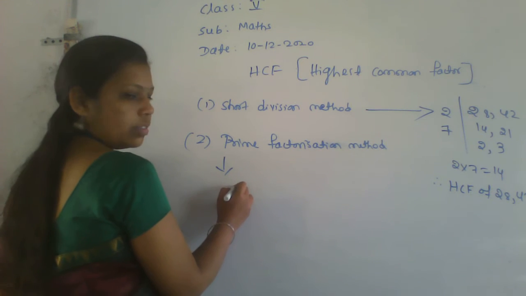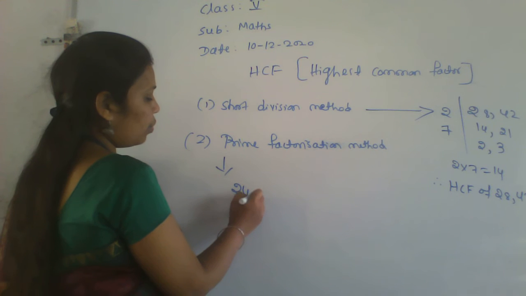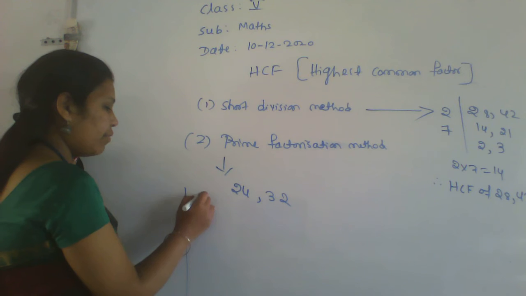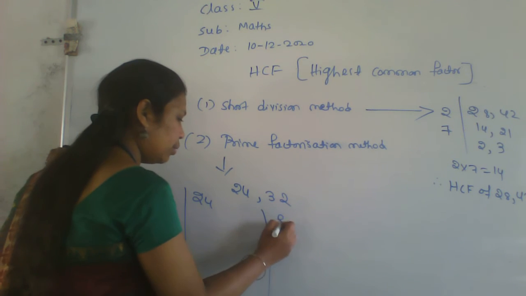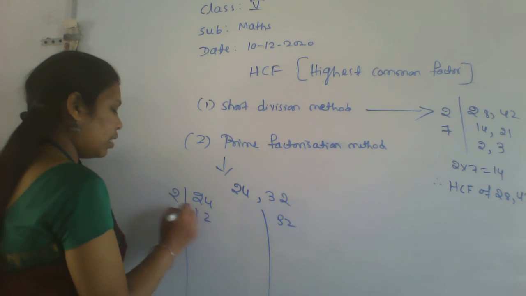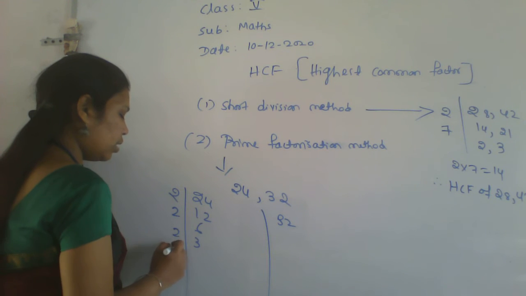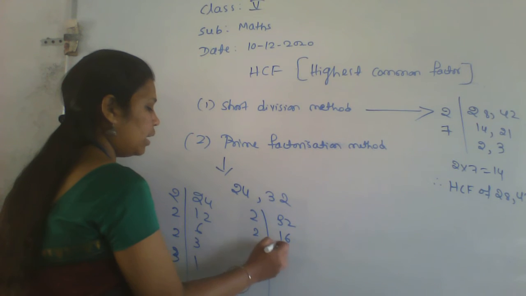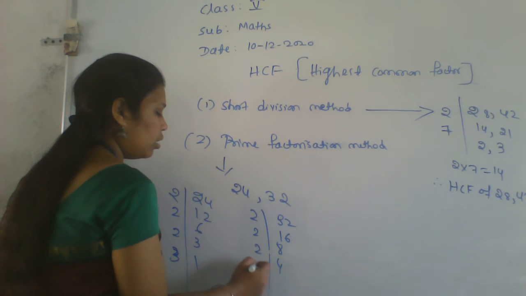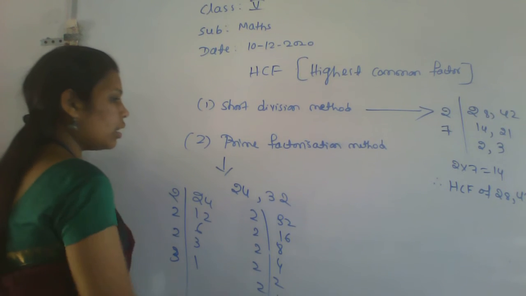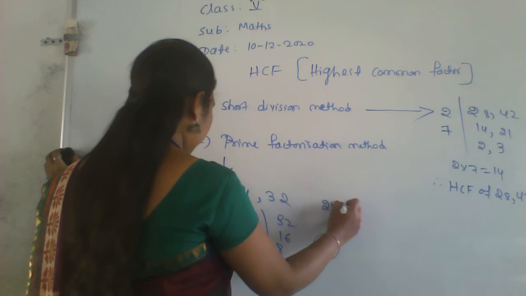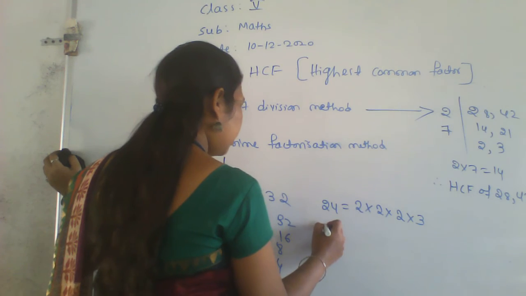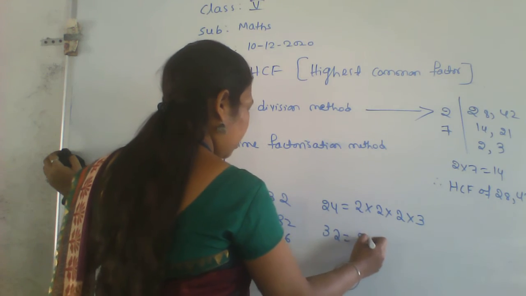Example, I'll take 24 and 32, only two numbers. First find the prime factors of 24 and 32. 24: 2 twelves are, 2 sixes are, 2 threes are, 3 ones are. 32: 2 sixteens are, 2 eights are, 2 fours are, 2 twos are, 2 ones are. So you can write 24 is equal to 2 into 2 into 2 into 3. Next, 32 is equal to 2 five times.